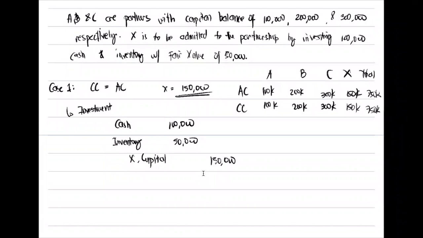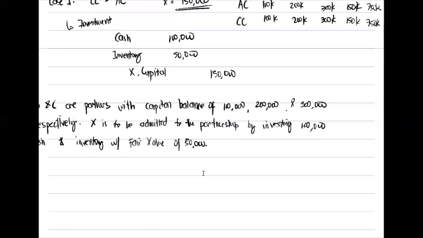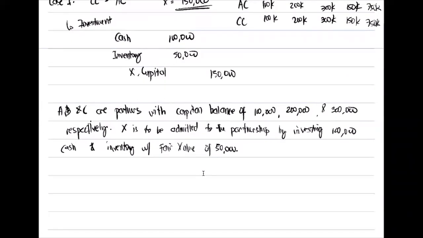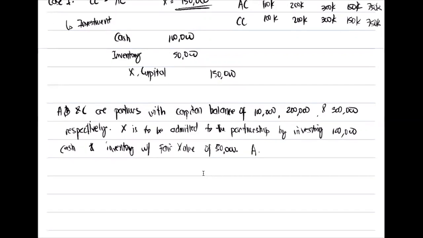Now what if your contributed capital is different from your agreed capital? So A, B, and C are partners with capital balance of 100, 200, and 300,000 respectively. X is to be admitted to the partnership by investing 100,000 cash and inventory with fair value of 50,000 pesos. A, B, and C share profit or loss of 20%, 30%, and 50% respectively.